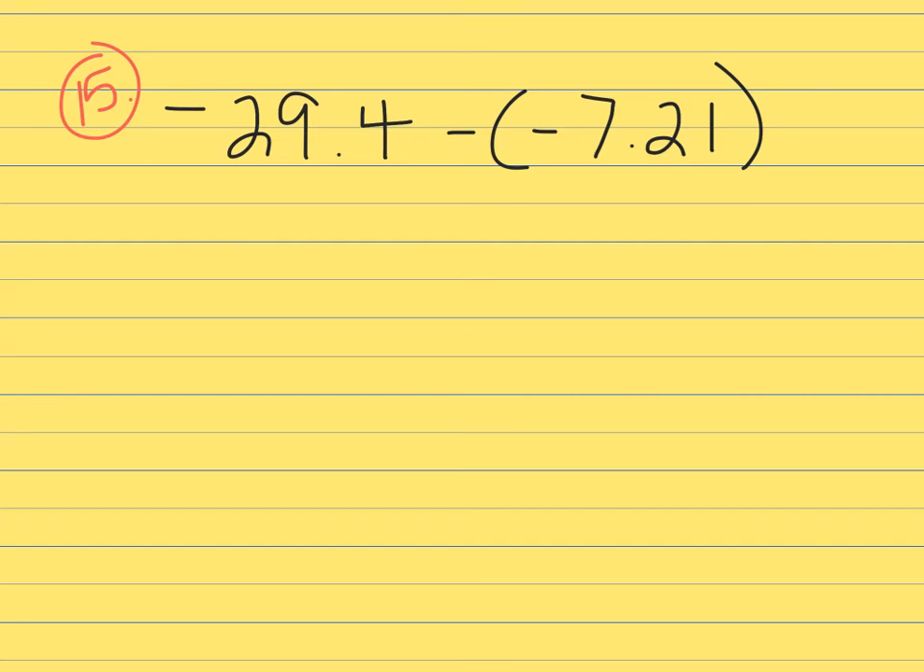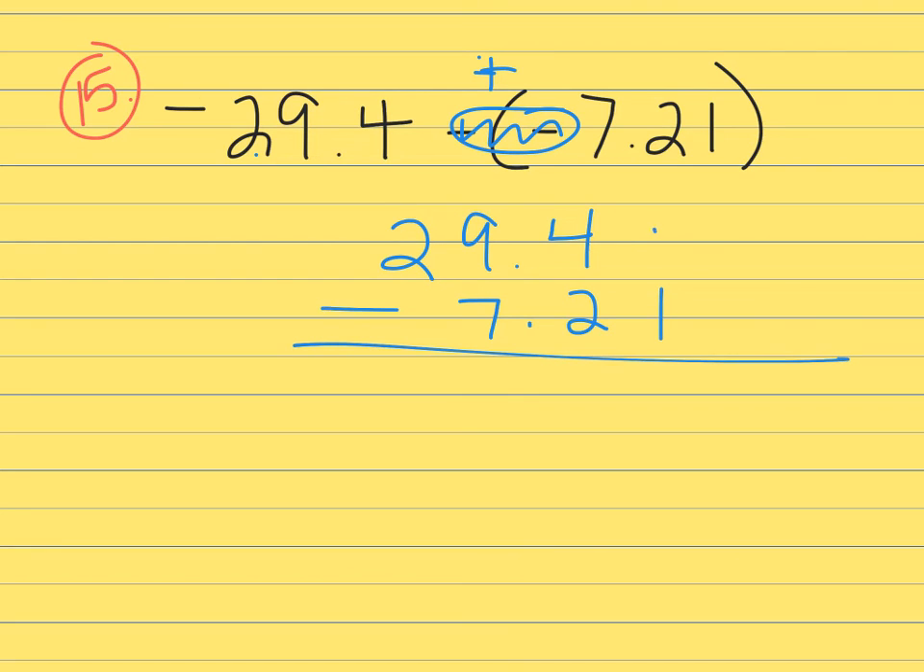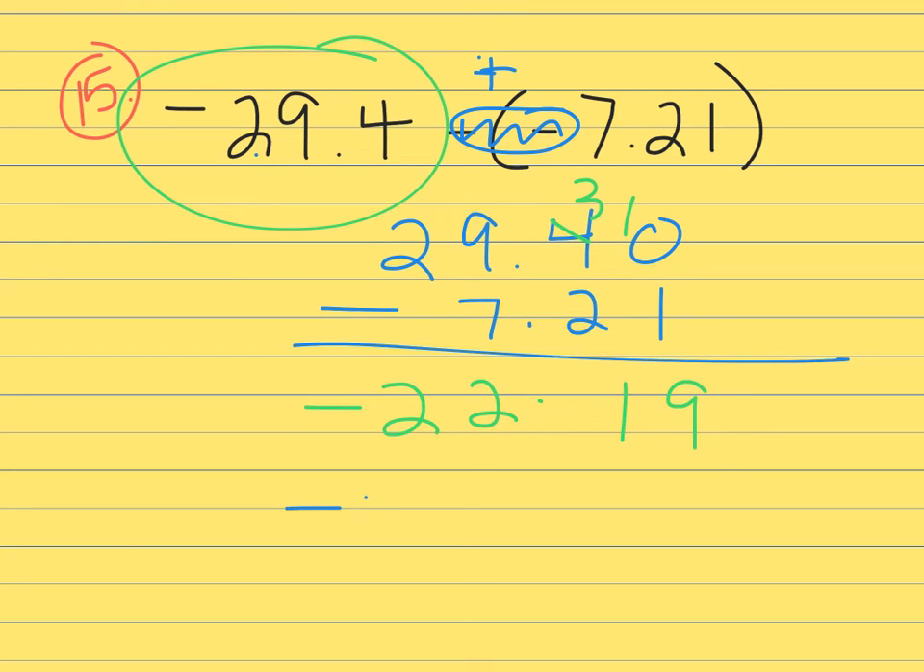This is a subtraction of integers problem. I noticed the double negatives right there, so I'm going to get rid of that. Okay, now I have a negative plus a positive, which means I have to subtract them. But I have to line up the decimals. Put a 0 there. 10, 3, 9, 1, 2, 2, and this is negative because there's more negative, so final answer right there.